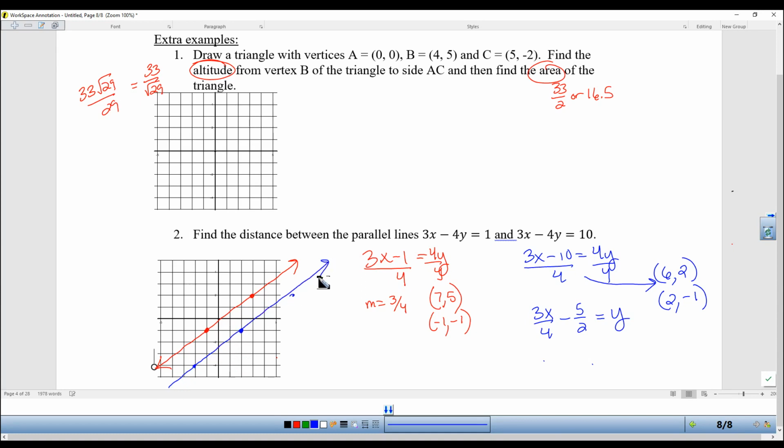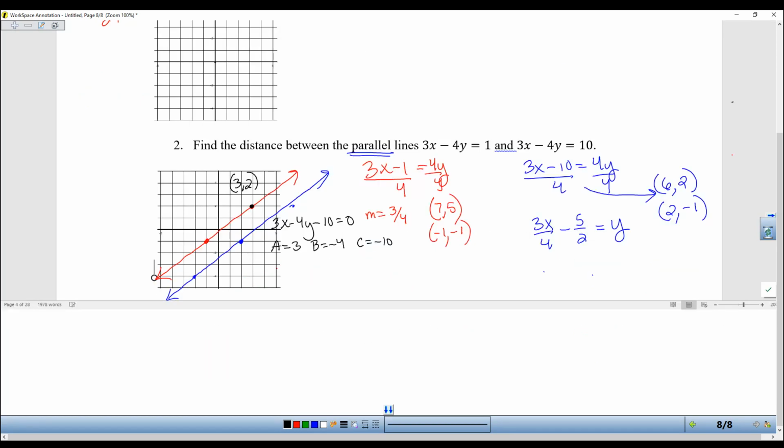So how are you going to do this one? Find the distance between parallel lines. So none of our formulas are going to work. Instead, you can just pick any point you want. We'll just pick this one. And that is the point 3, 2. And this line, which is 3x minus 4y minus 10 is equal to 0. Remember, it only works if it's in the right formula. So A is 3, B is -4, and C is -10. And now you can use that formula.